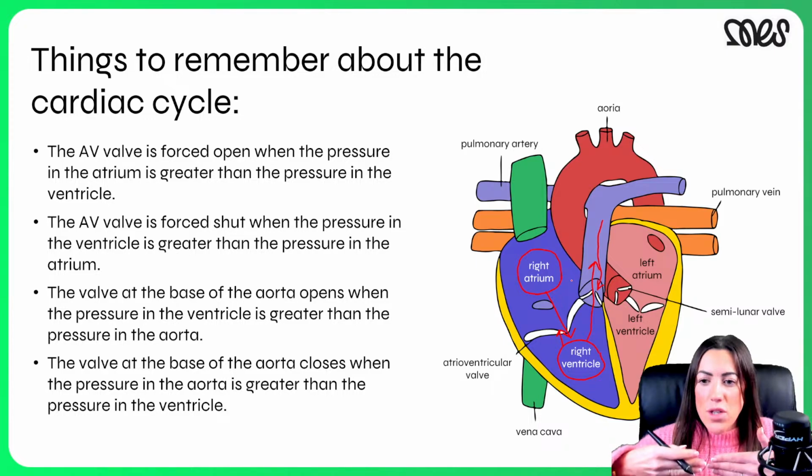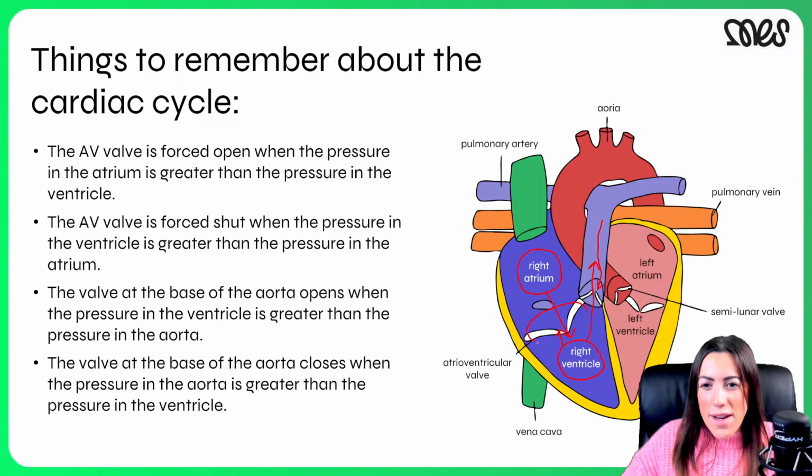So picture your swing doors. There's pressure on one side of the swing doors, it's going to push them open. But when the pressure gets higher on the other side, it's going to snap them shut. Okay? So AV valves, we're going to look at this on a graph in a second as well, so that will really test you. But AV valves, which are these ones here, open when the pressure is higher in the atrium, and they snap shut when the pressure gets higher in the ventricle. And then the semilunar valves, which are these ones here, they open when the pressure is higher in the ventricle and snap shut when the pressure gets higher in the artery.